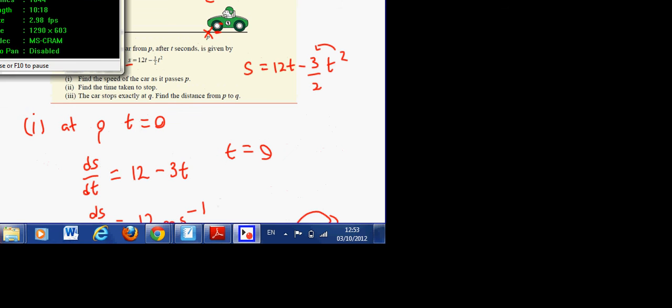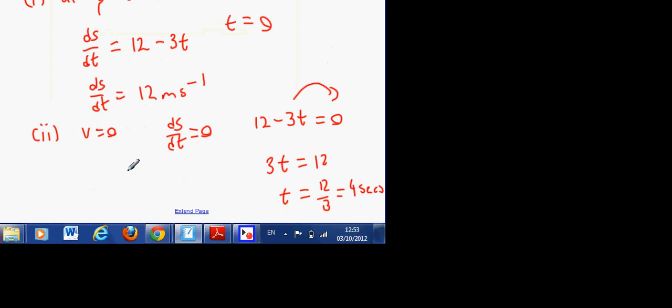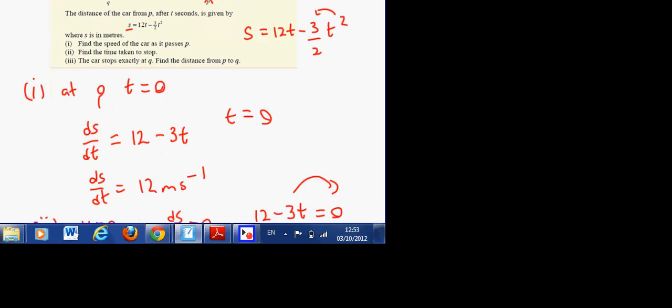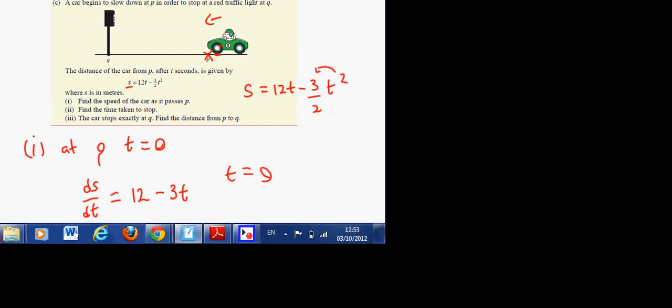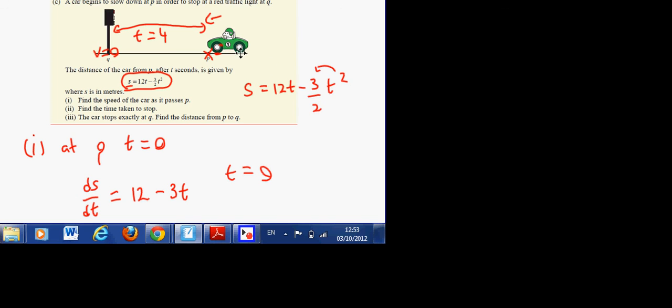Next step, part 3. Next one is the car stops exactly at Q. Find the distance from P to Q. Can anybody in the class tell me, how long does it take to travel to Q? It's going to be 4 seconds, because its velocity is 0 when it reaches Q. So if we replace t with 4, we should be able to find out how far he went.